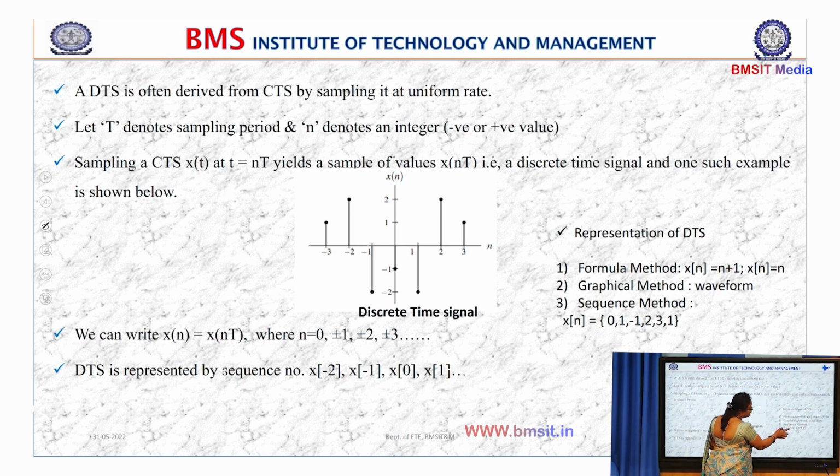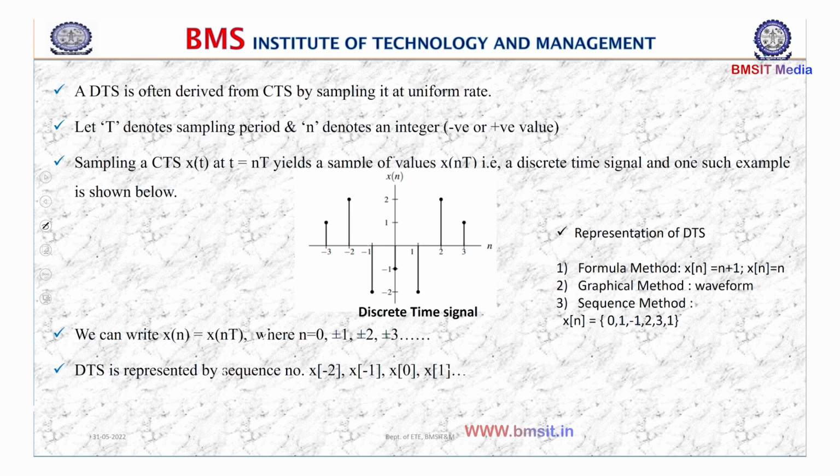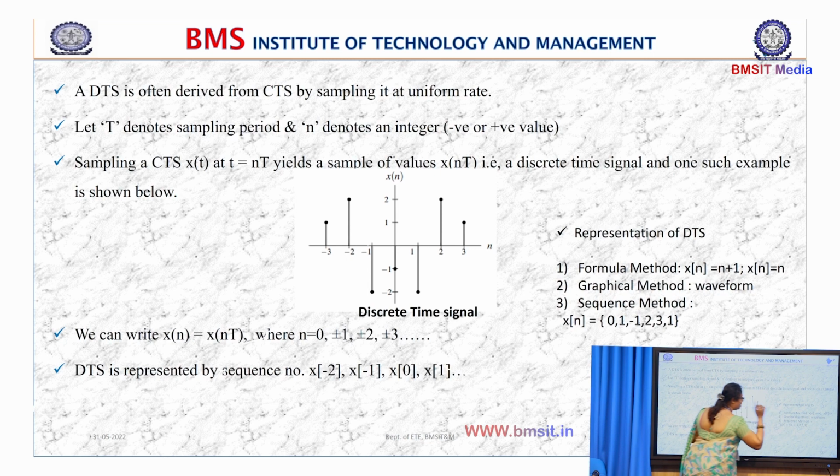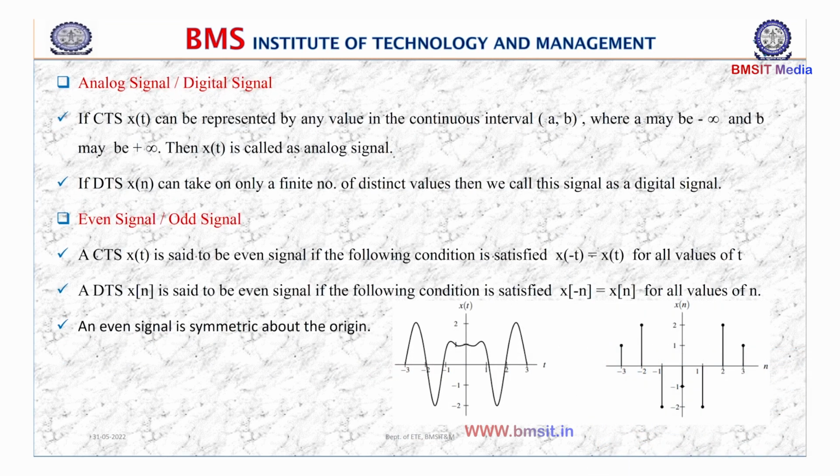If nothing is specified here, the first element of the sequence indicates your origin. Generally the origin can be indicated using an arrow like this. Then next comes analog signal and digital signal.